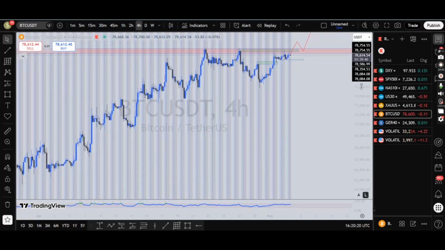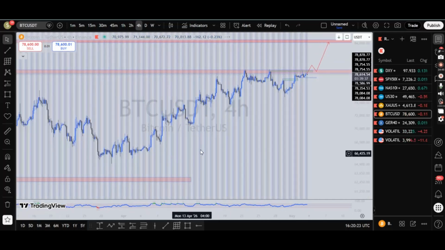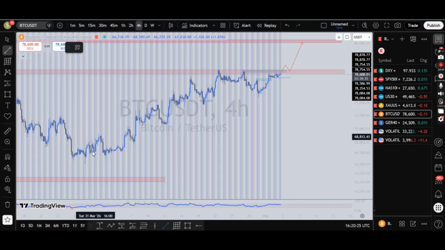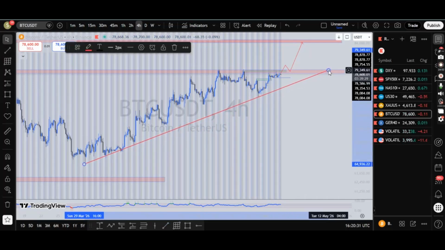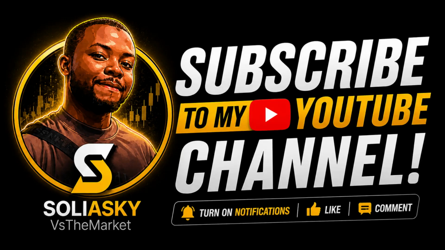I think I'll be taking you guys through my weekly trades to see how we go this week. Let me know what my trend line is. That's it, a bullish trend line on BTCUSD.